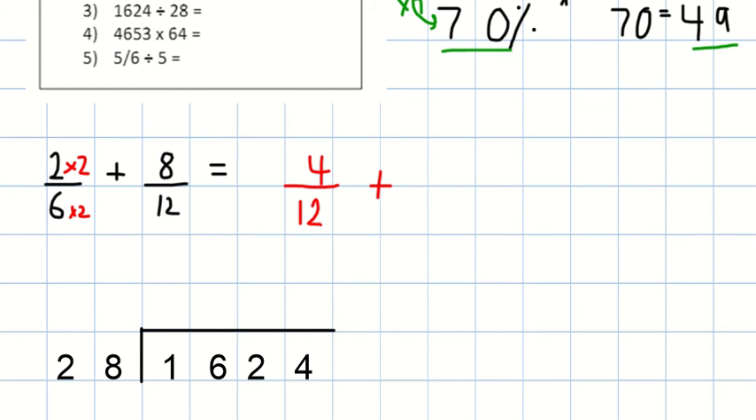It's fine exactly as it is. I don't need to convert it. So now the fractions have the same denominator. What do I need to do?